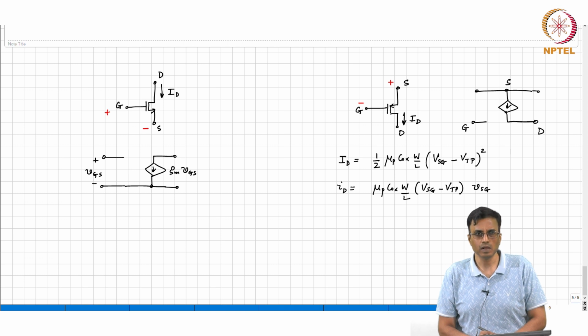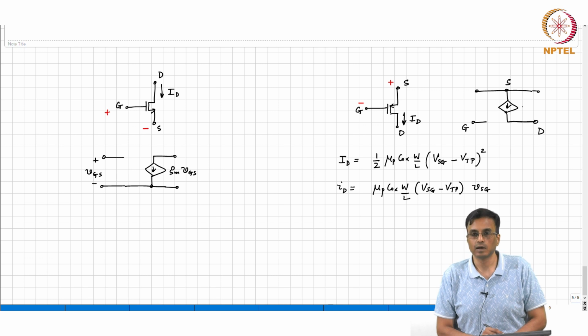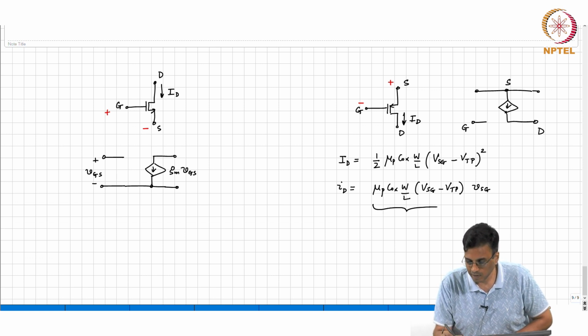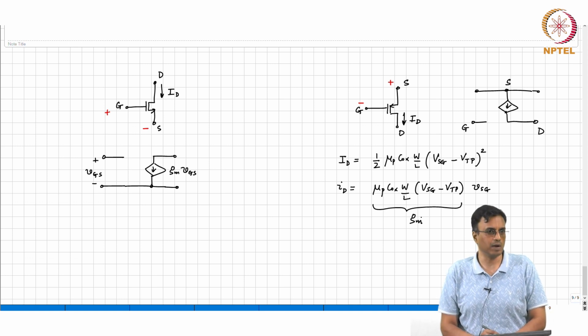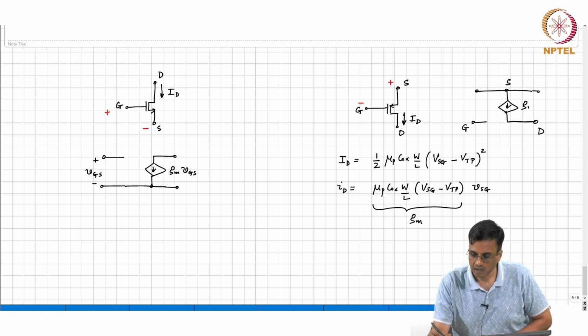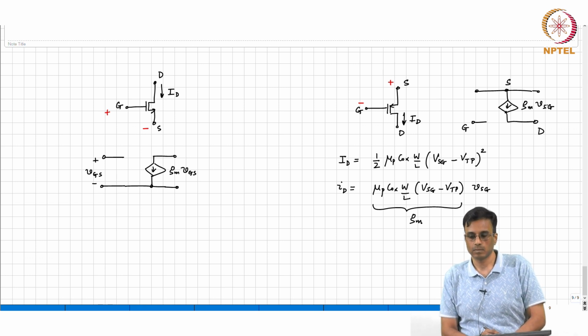Is this clear, people? And what is the value of that controlled source? If you call this the incremental Gm, like we did in the NMOS case, what is that current source? Gm times VSG. All right.